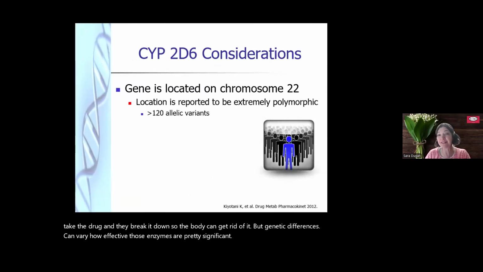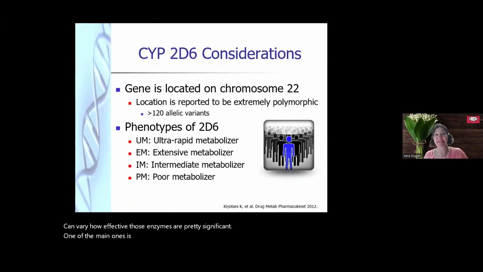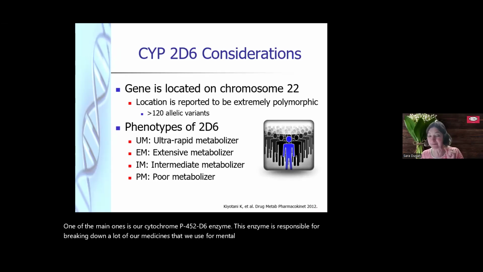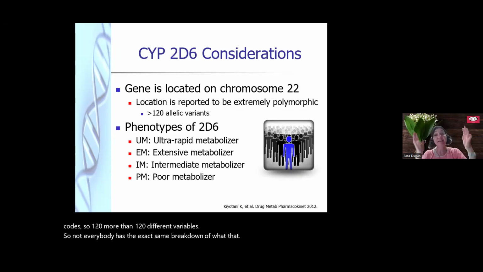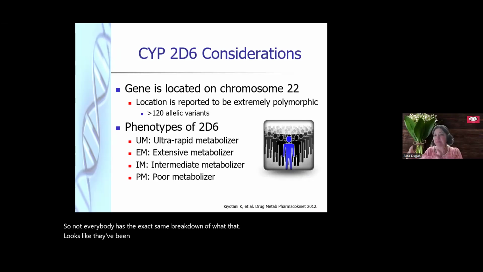One of the main ones is our cytochrome P450 2D6 enzyme. This enzyme is responsible for breaking down a lot of our medicines that we use for mental health treatment. This particular code is on one of the chromosomes, chromosome 23, and they've found over 120 different codes. So more than 120 different variants, so not everybody has the exact same breakdown of what that looks like. They've been able to categorize some of the codes.